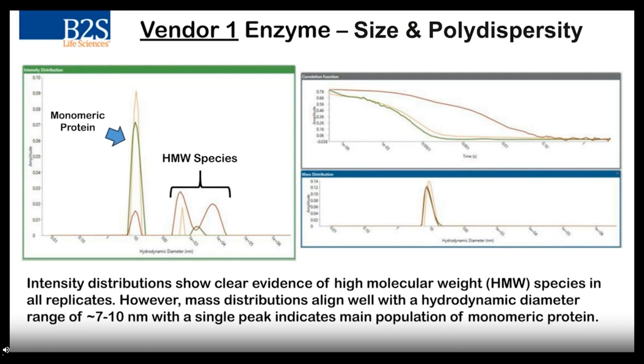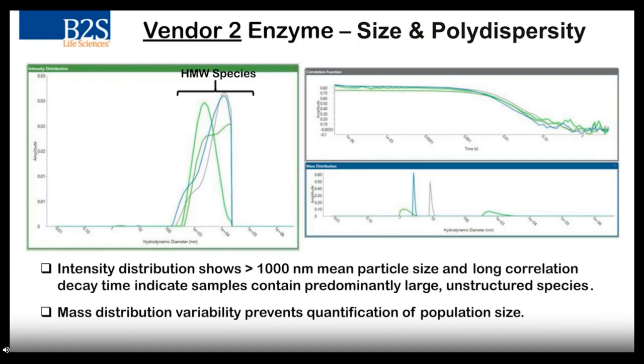On the right-hand side, top, you have the correlation function, which is a mathematical representation of the scattering pattern within the sample. And then on the right-hand side, bottom, you have the mass distribution, which is a corrected representation of the population within the sample.